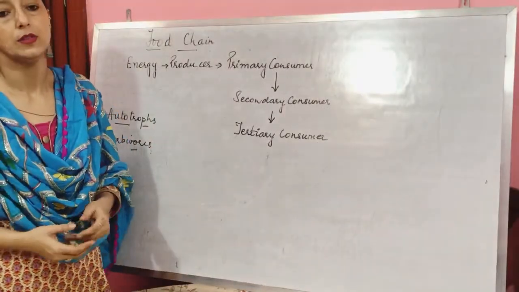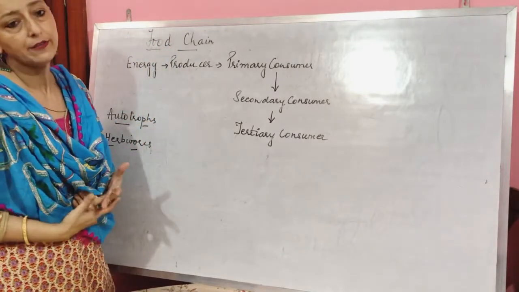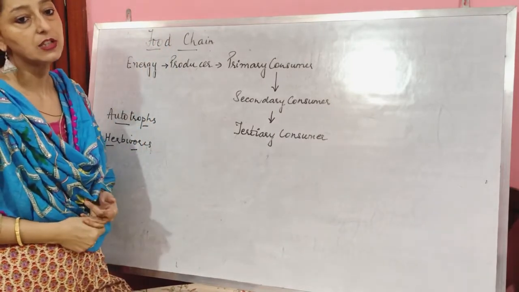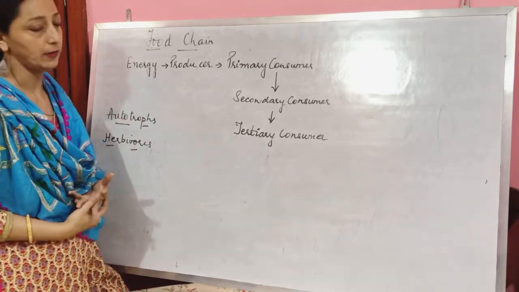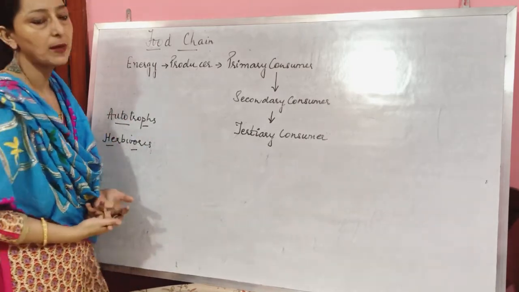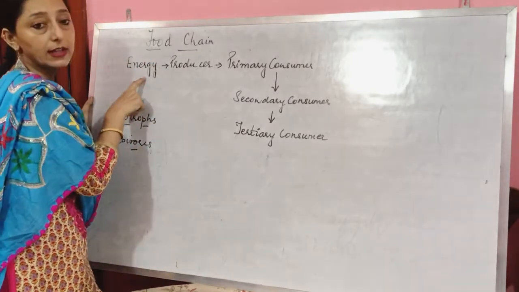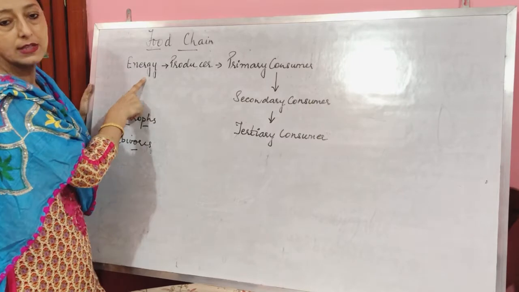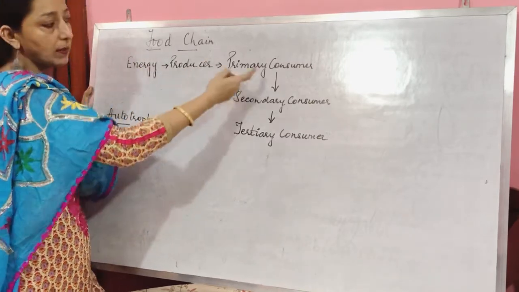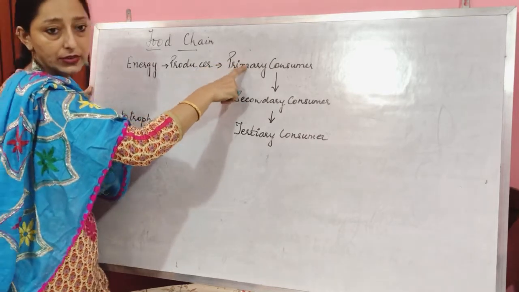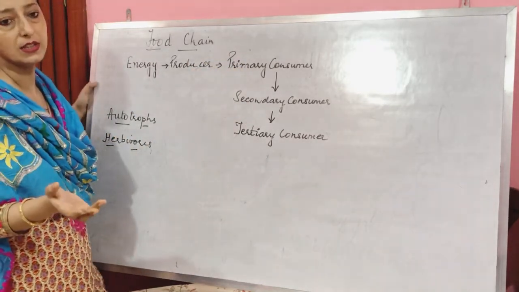Now children, our next topic is food chain. Every organism needs to obtain energy in order to live. For example, plants, from where do they get their energy? They get their energy from the sun. Some animals eat plants, and some animals eat other animals. So in this way, the sequence goes on.